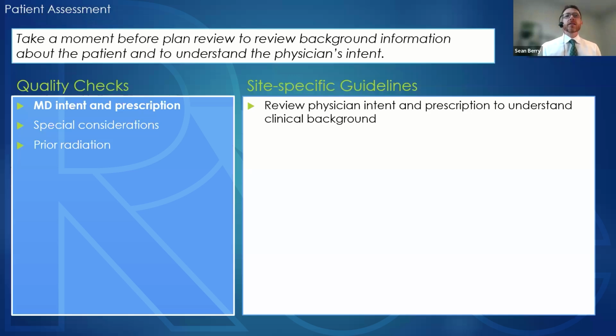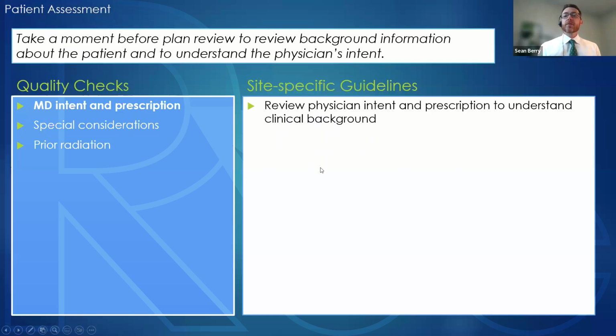So there's three components of the plan quality review, and just stepping back, throughout the whole talk, the way that the slides are organized is that the main topic we're talking about is up here, and then there'll be a list of checks that we would recommend in that area. And then the white box is going to be specific guidelines for each individual check. So you can see here the first one is MD intent and prescription.